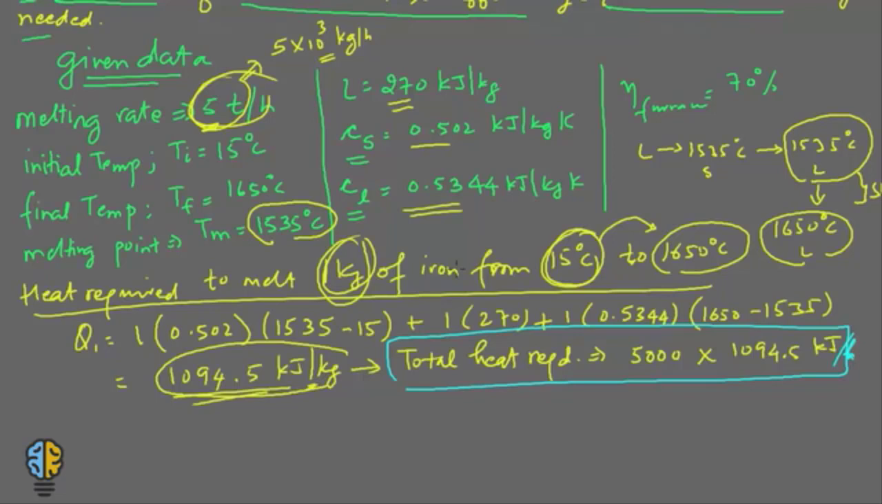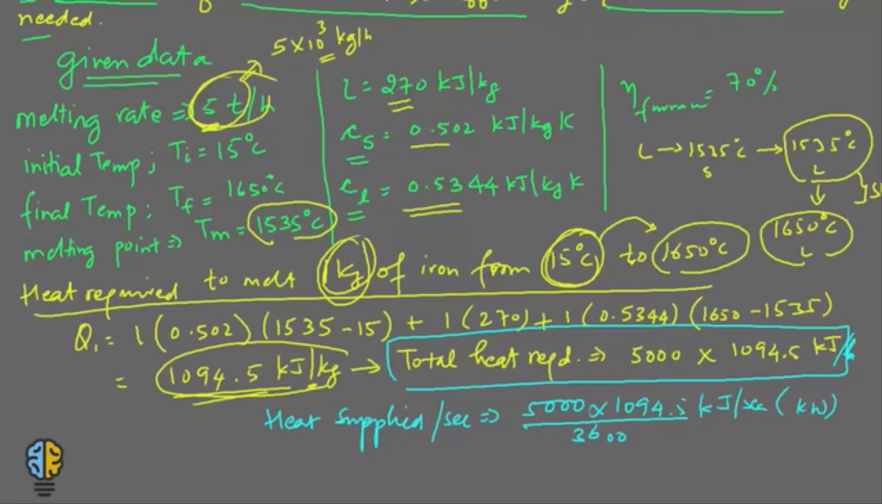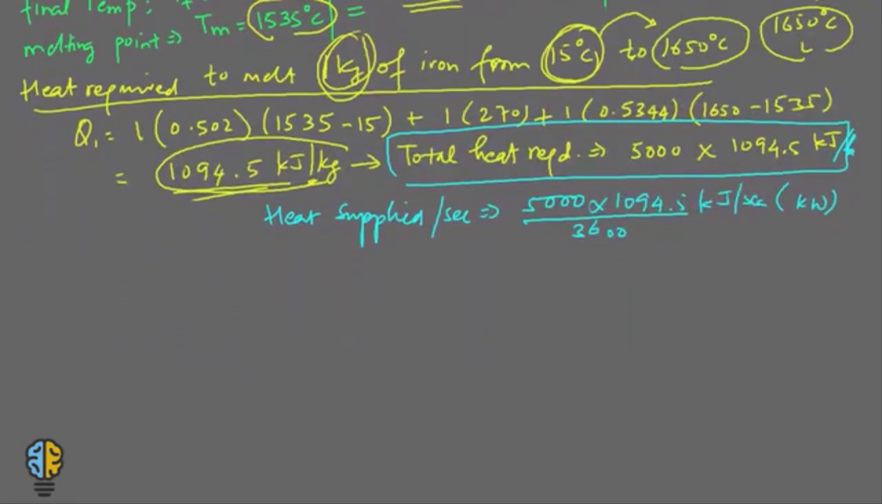So if you divide this value, you get heat supplied per second. Heat supplied per second would be equal to 5000 into 1094.5, and you divide this by 3600. Now you get this value in kilojoule per second or in kilowatts, because you need kilowatts. So this is the amount of heat that is being supplied.